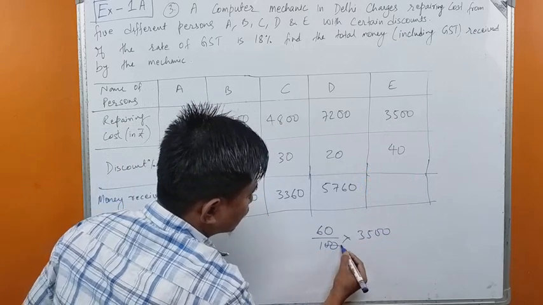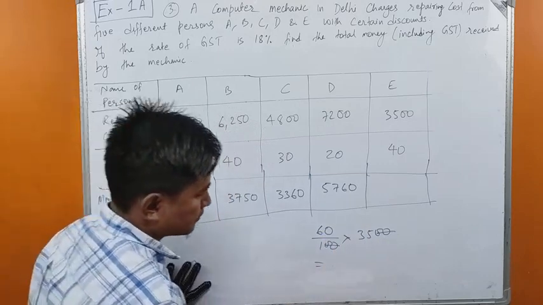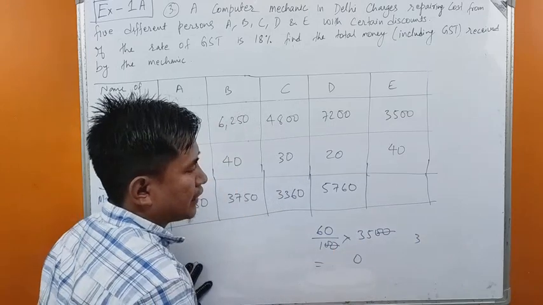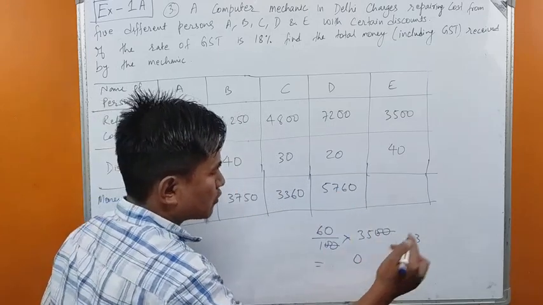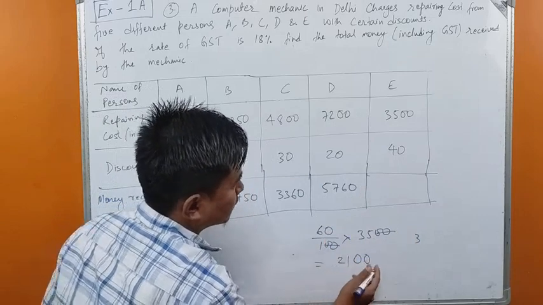3500. 2 zeros cancel out. 6 5s are 30. 0, 3 in hand. 6 3s are 18. 18, 19, 20, 21. This 0 we write here. 2100.